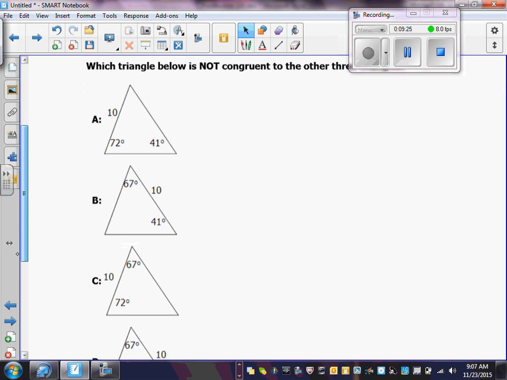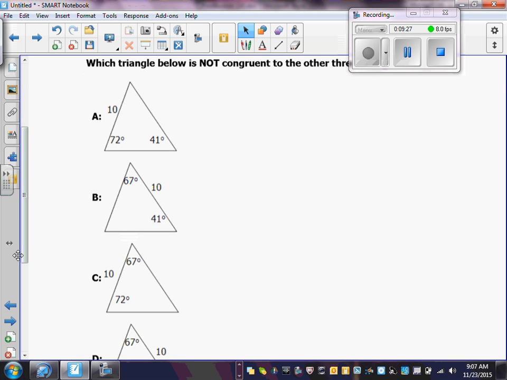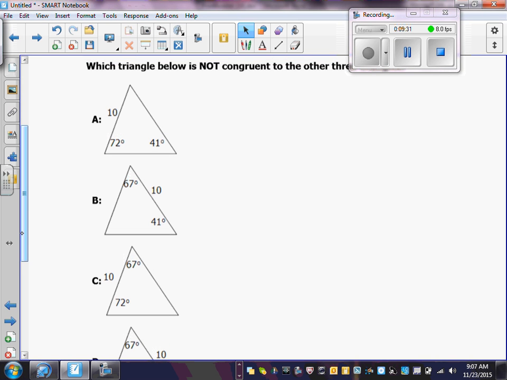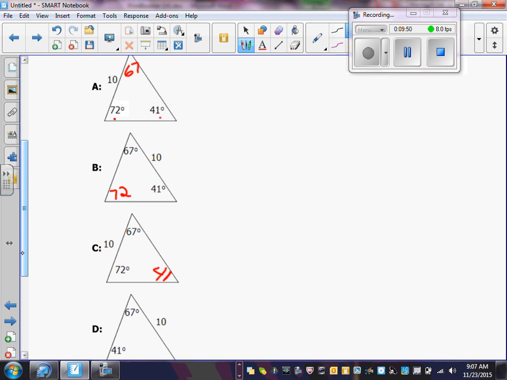All right, number 7, it says which triangle below is not congruent to the other 3 triangles. That means 3 of them are going to be congruent. So the first thing you need to do is find out the missing angle. They gave you 72, they gave you 41. So when you add these two, subtract it from 180, you get 67. The same thing here, this would be 72. I got 67, 42, 72, so this is 41. And the last one I got 67, 41, so this was going to be 72 because a triangle always adds up to 180 degrees.